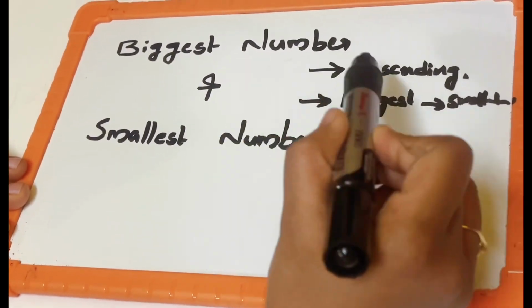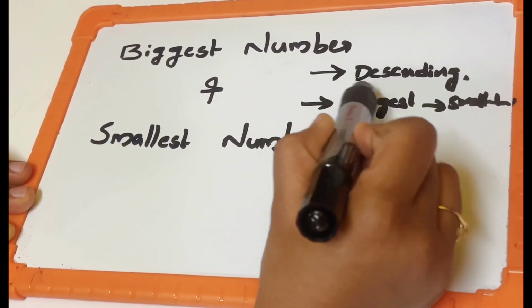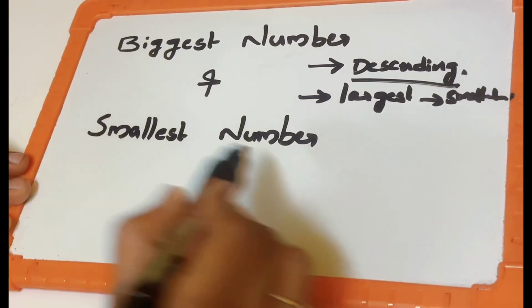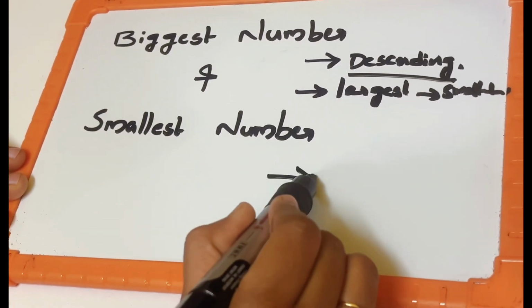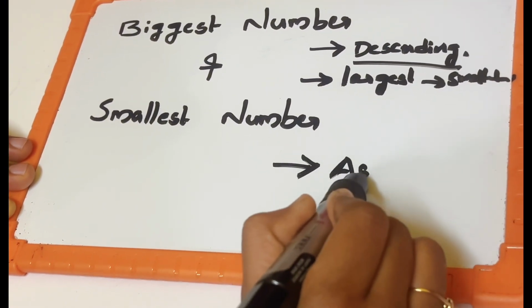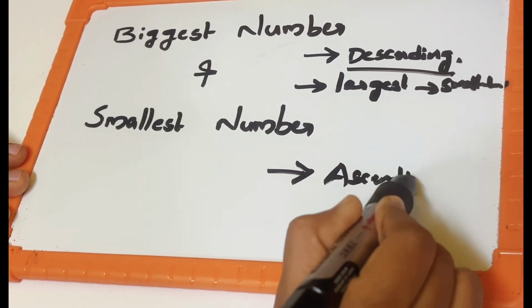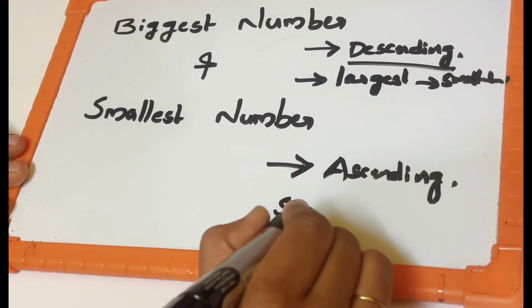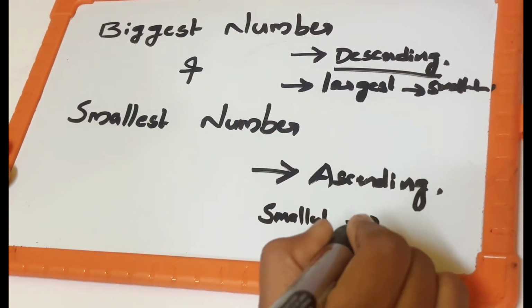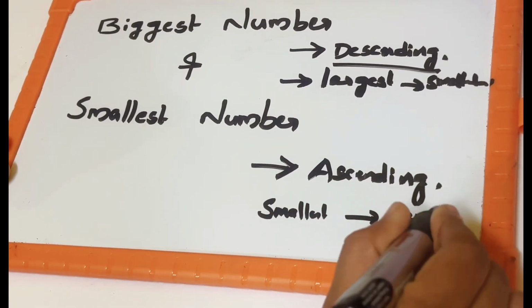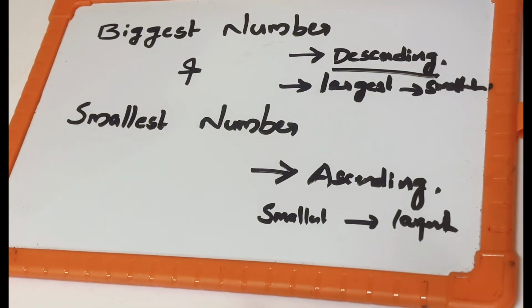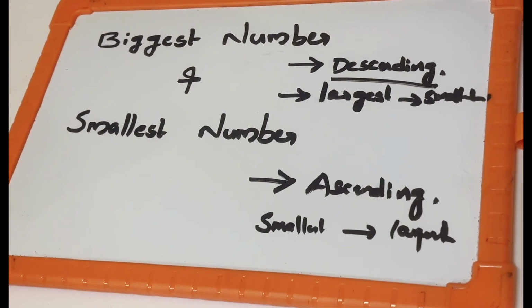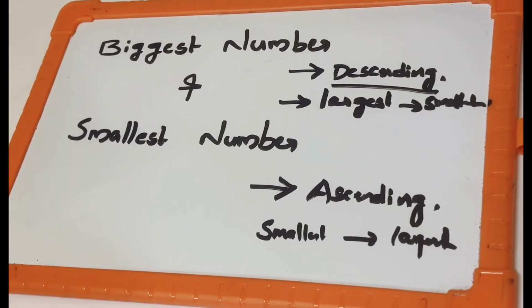First we arrange the digits in descending order for the biggest number, and for getting the smallest number we arrange the digits in ascending order. Ascending order, we all know, is smallest to largest, right? So like this we can find the biggest and smallest numbers. Here we can do some examples.